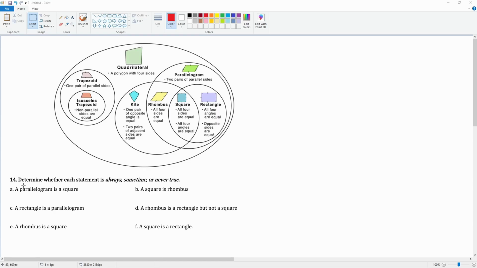Okay, 14. We're going to say if each of these statements are always, sometimes, or never true. So we're going to look at this visual to help us. A parallelogram is a square. Well, what it's asking for, this is the generic, right? This is a generic, and this is a specific, right?